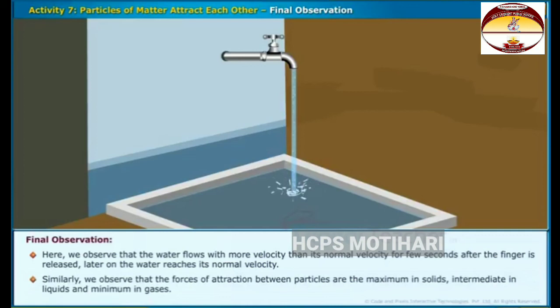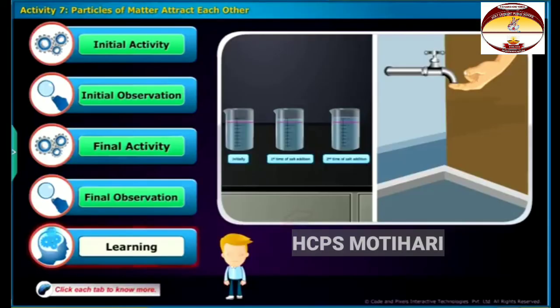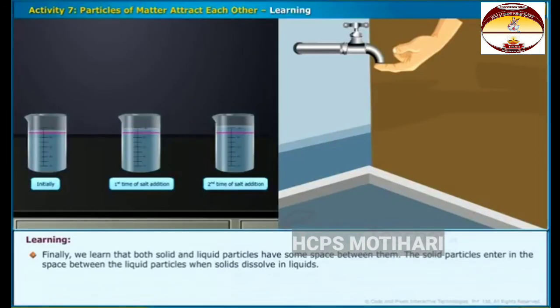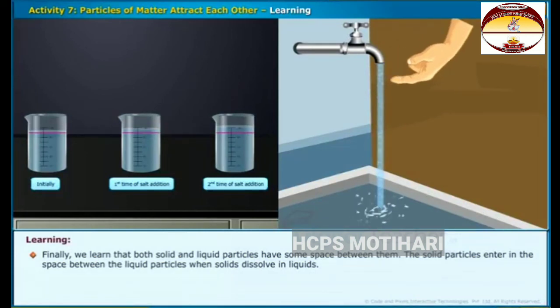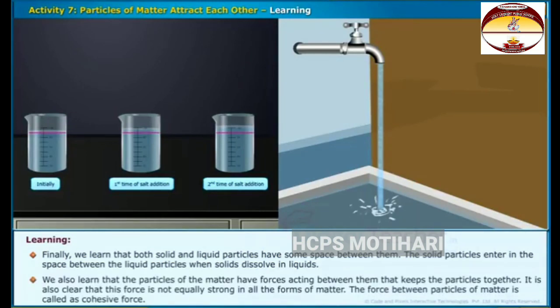Similarly, we observe that the forces of attraction between particles are the maximum in solids, intermediate in liquids, and minimum in gases. Finally, we learn that both solid and liquid particles have some space between them. The solid particles enter the space between the liquid particles when solids dissolve in liquids. We also learn that the particles of matter have forces acting between them that keep the particles together. It is also clear that this force is not equally strong in all the forms of matter.